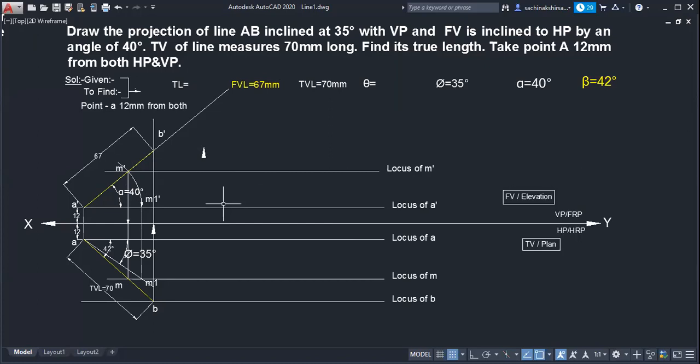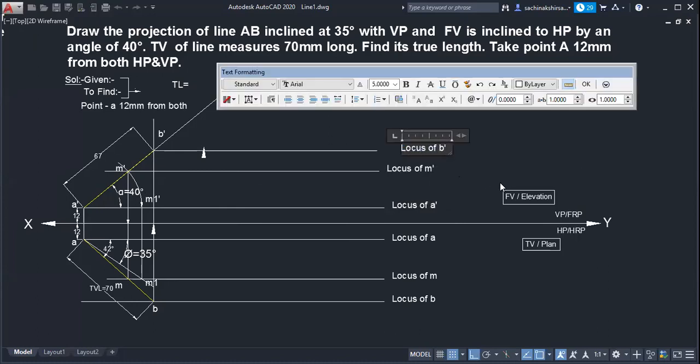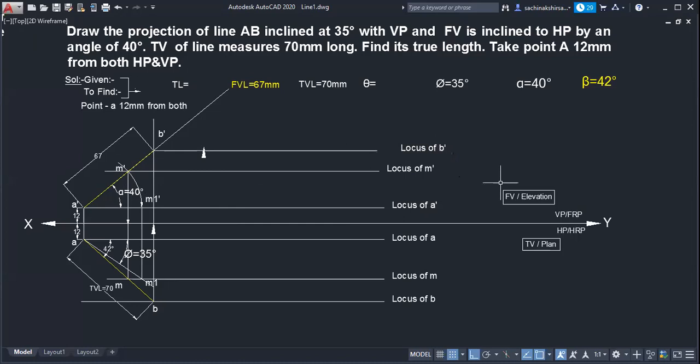Now what can we do? We got the B dash point. Immediately we can draw the locus from point B dash, and you can name it locus of B dash. Which things still remain to be found? True length and theta. True length and theta remain.